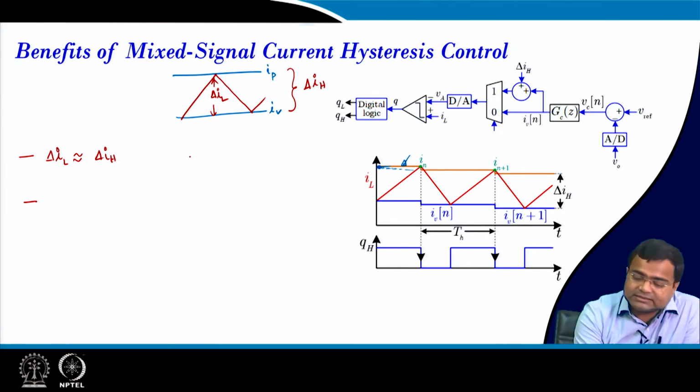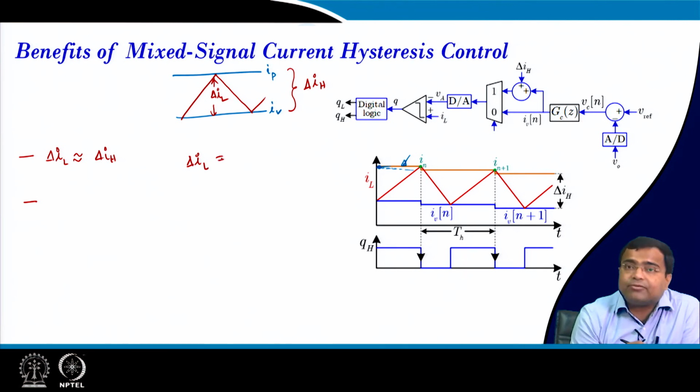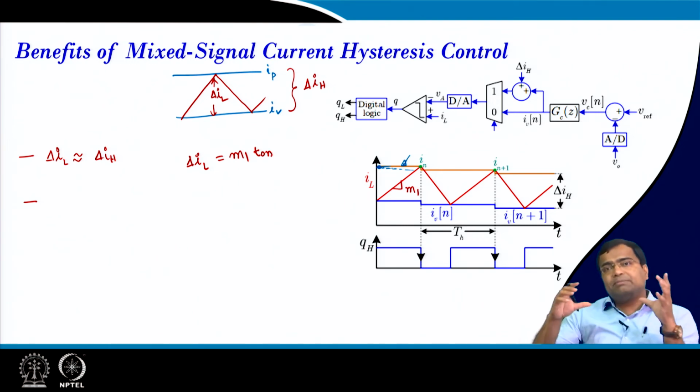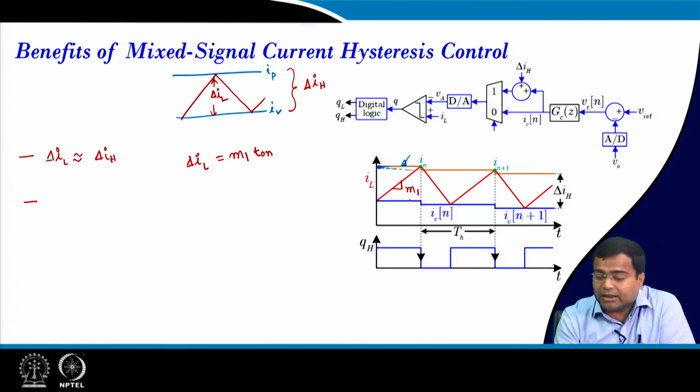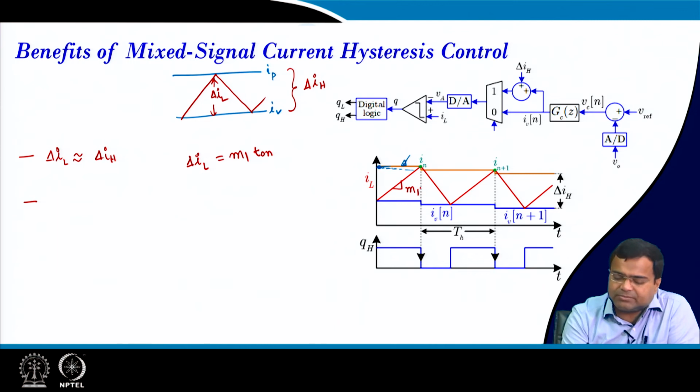So, what is delta IL? Delta IL for a buck converter or any DC-DC converter is the rising slope M1 multiplied by the on time. And how do you represent the on time in terms of delta IH? Because again the on time is the band. So, what is the on time? T on into M1 is equal to delta I, so T on will be delta IH by M1. So, that we have discussed.